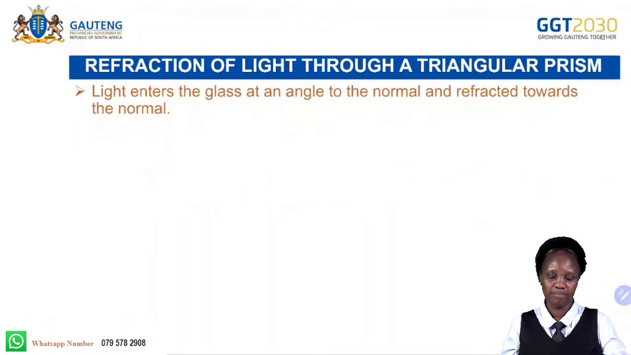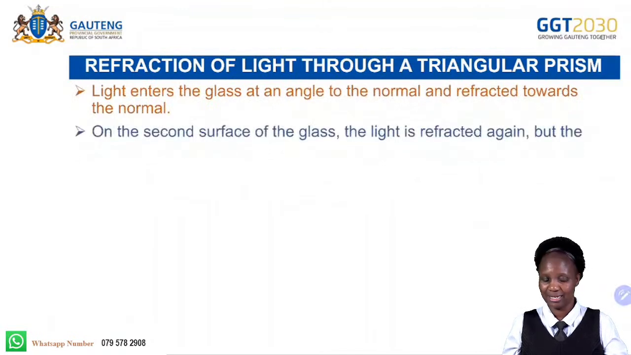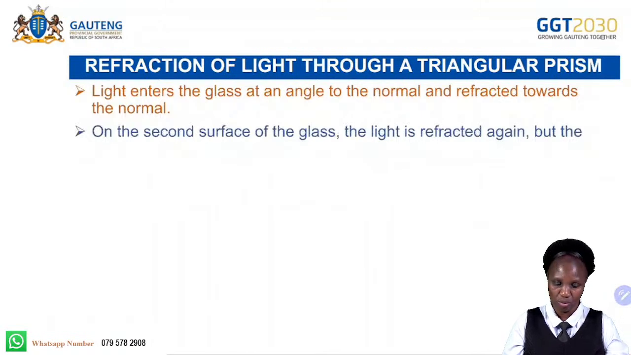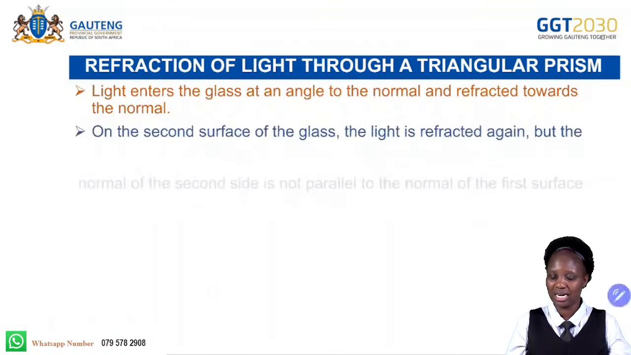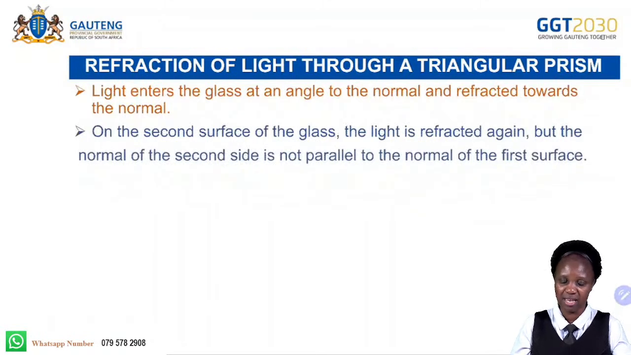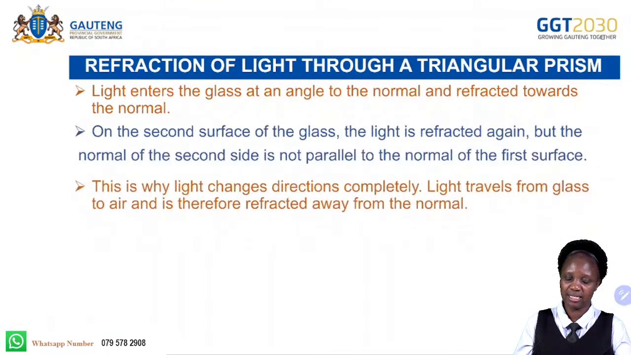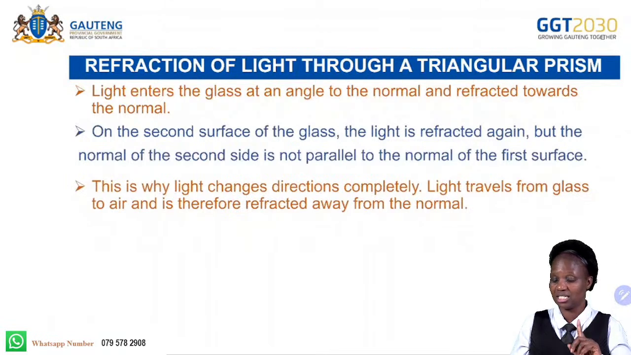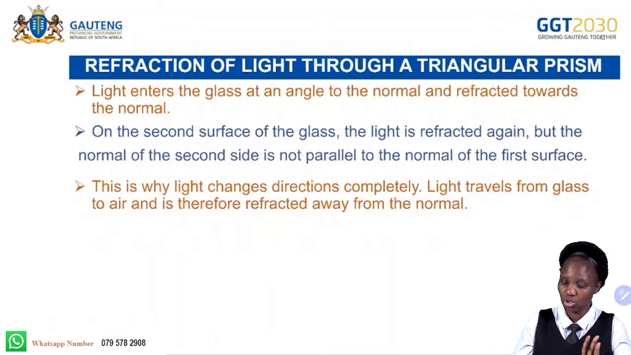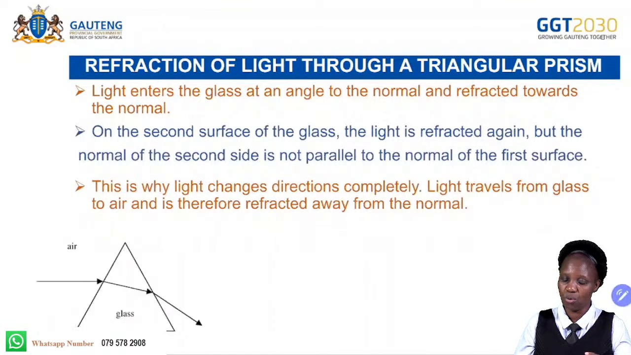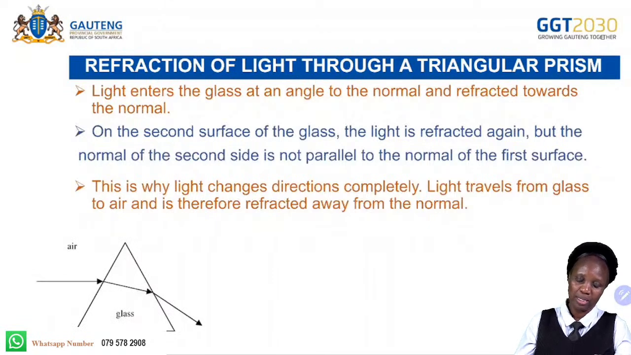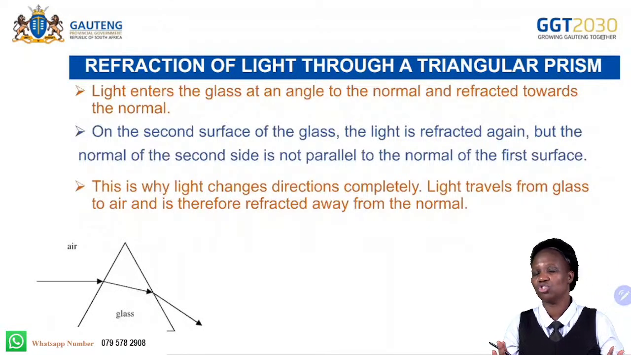And then light enters the glass at an angle to the normal and is refracted towards the normal. On the second surface of the glass, the light is refracted again, but the normal of the second side is not parallel to the normal of the first surface. This is why light changes direction. Light changes direction, remember. That's why it changes direction completely. Light travels from glass to air and is therefore refracted away from the normal. All right. White light travels through different media.